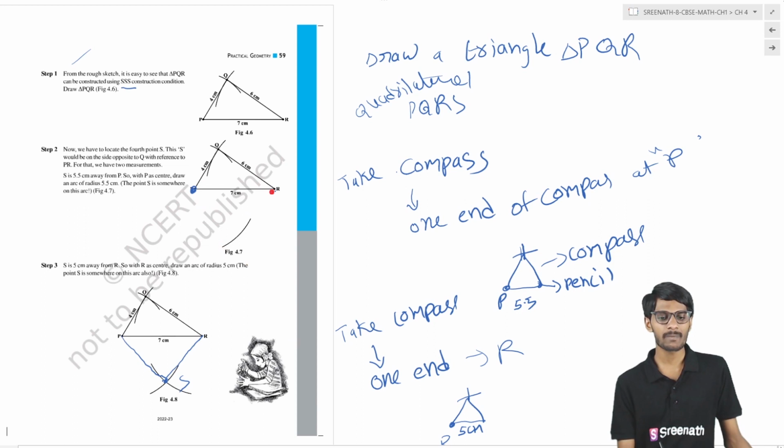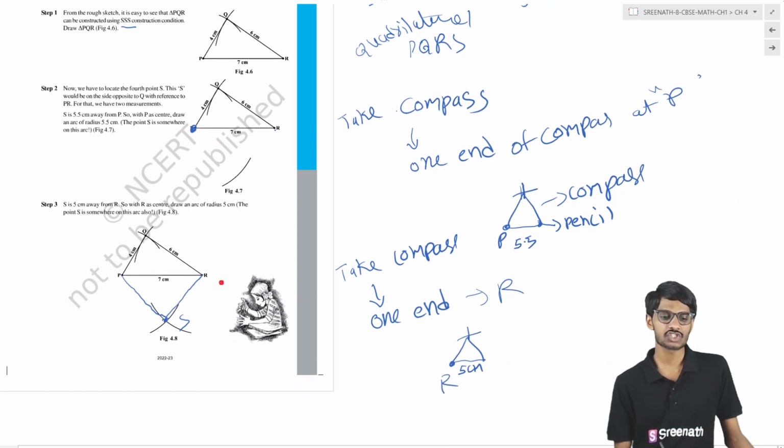Now again take the compass, put it at R, and now take a 5 centimeter distance between two ends of the compass.